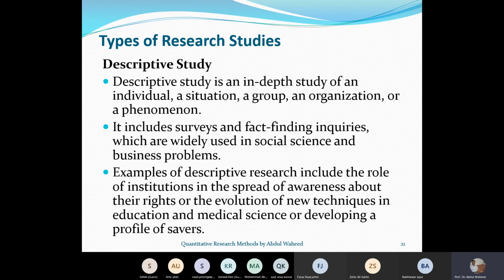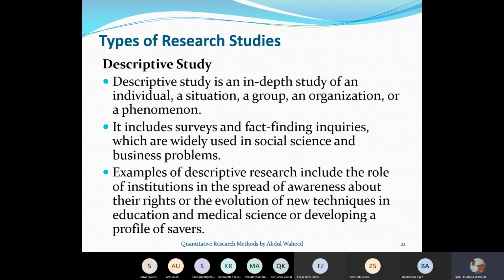different aspects of that personality. And then you will also sometimes conduct descriptive study for a situation. We can conduct it for a group. We can conduct descriptive study for a political group, for a religious group, for an ethnic group. It can also be conducted for some organization. Okay, you can pick up some industrial organization, and you can conduct your descriptive study to describe the features. So it includes survey and fact-finding inquiries, which are widely used in social science and business problems.